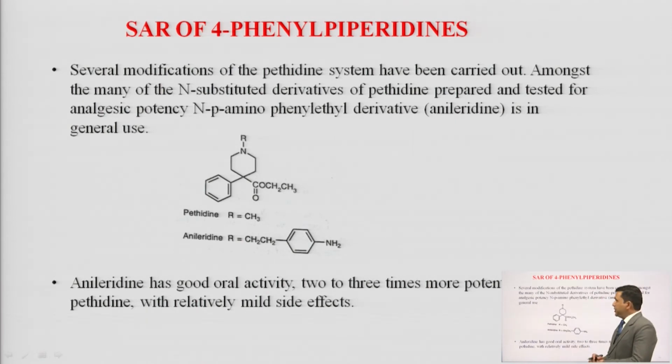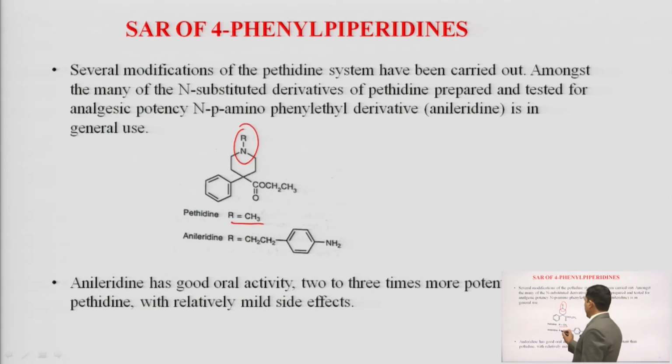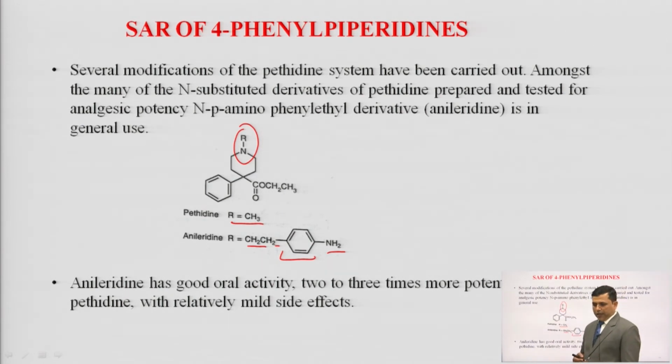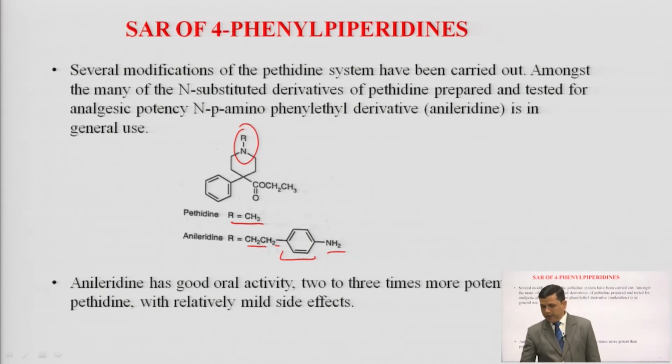So, in the structure activity relationship of 4-phenyl piperidines, we can do some substitution here. R equals CH3 is pethidine, R equals CH2C6H5NH2. So, we can do several modifications at the tertiary nitrogen atom of the piperidine ring. Several modifications of pethidine can produce anileridine, and anileridine has good oral activity. The activity of anileridine is 2 to 3 times more than pethidine, and it belongs to the same class, the 4-phenyl piperidines.